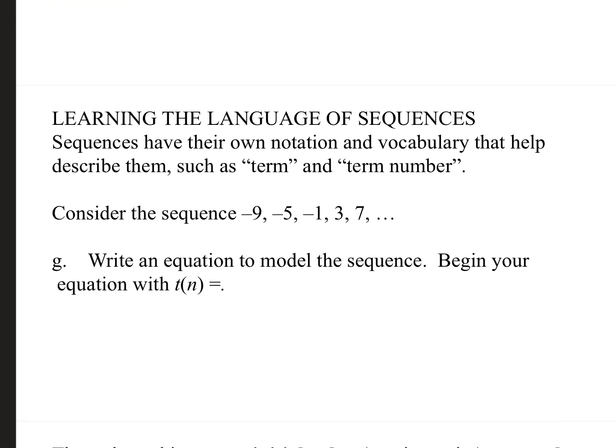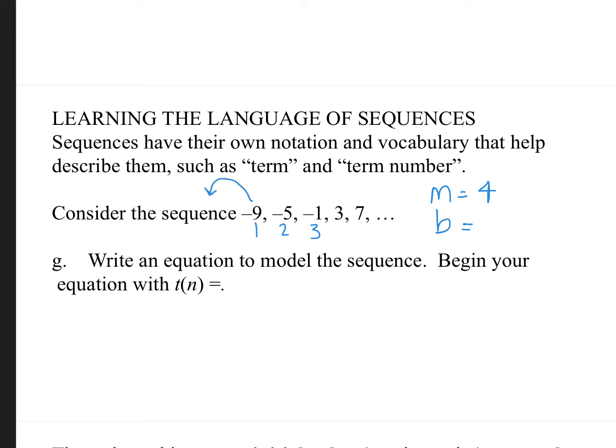Now as far as modeling the sequence, this is just writing the equation. What we know so far is that the slope is 4. We just talked about that. What we're missing is b. Now I'm going to teach you a really quick, simple, easy way to find b if you have term 1, term 2, term 3. All you need is term 0.